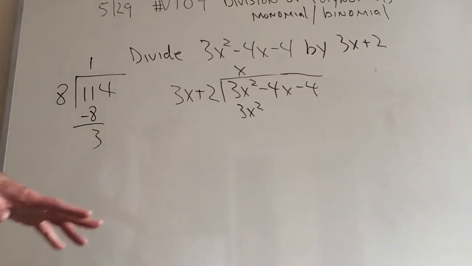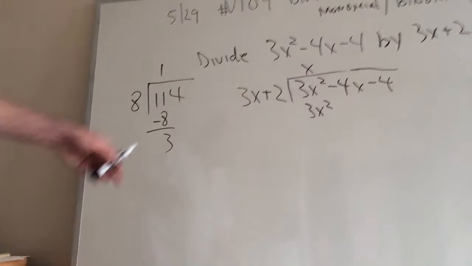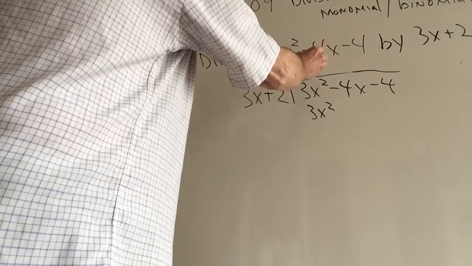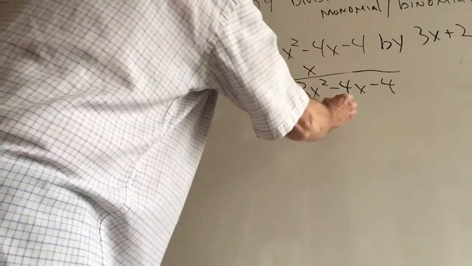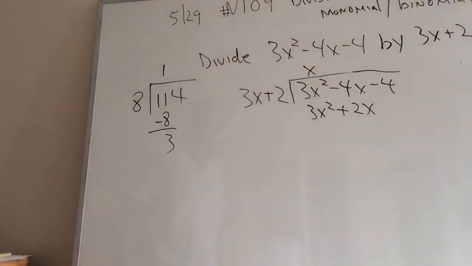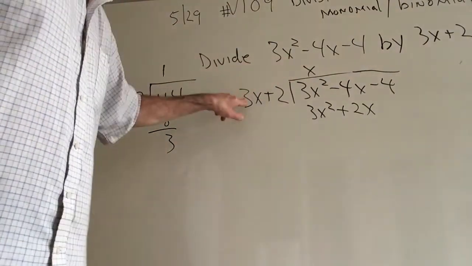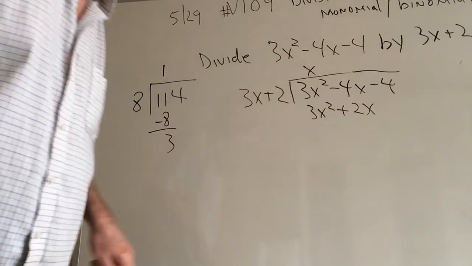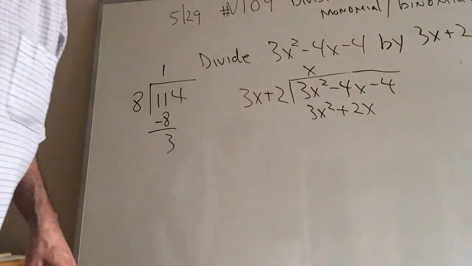And now where kids really get confused sometimes is I'm going on to the second term here. Well, x times 2 is 2x positive. Everybody see what I just did here? So I multiplied this times this and got this. Why did I choose the x? Because it matches the 3x squared, and I'm planning to subtract.